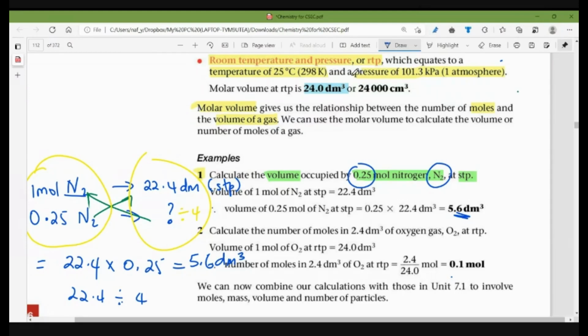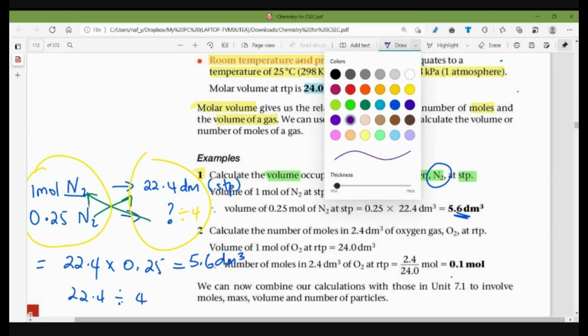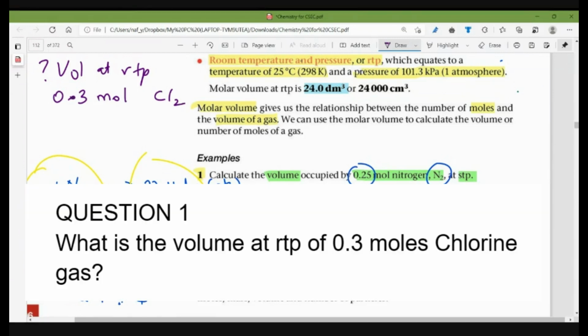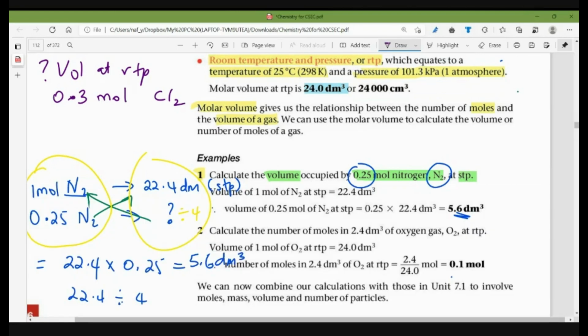Right. So you're going to try this one for me. What volume at RTP? Sorry, what is the volume at RTP of 0.3 moles of chlorine gas? Work that out quickly.